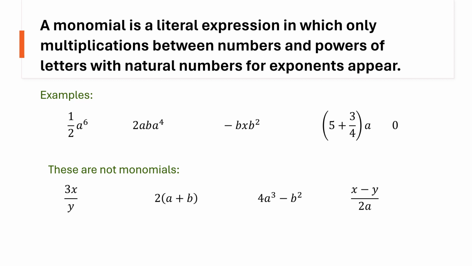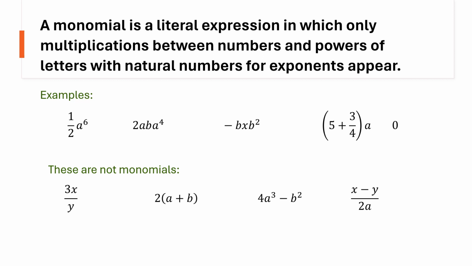Now we can see 2ab a to the 4th power. In this case, we only have multiplication. We have two letters a repeating, but this is still allowed because it is a multiplication. A to the 4th power times a would be equal to a to the 5th power, if you recall the properties of exponents. So this is definitely okay.